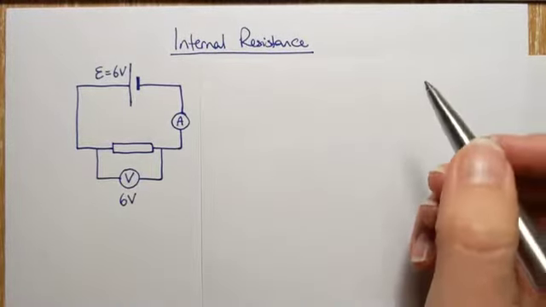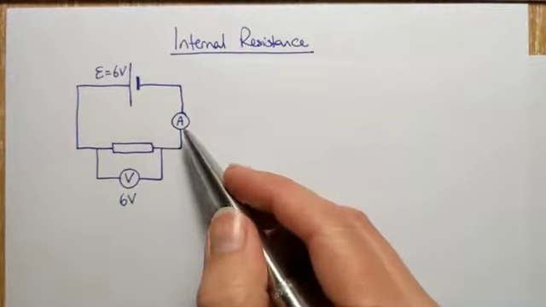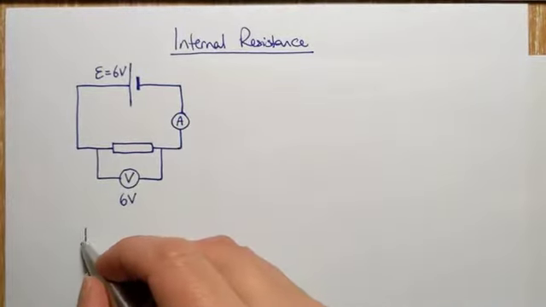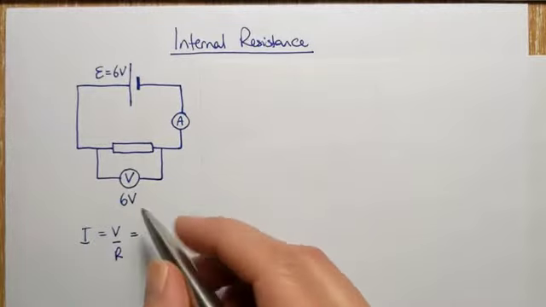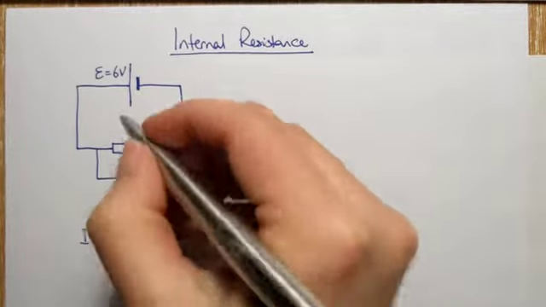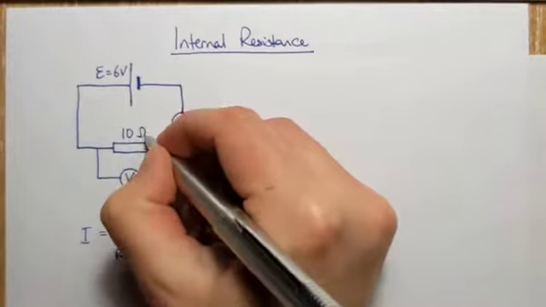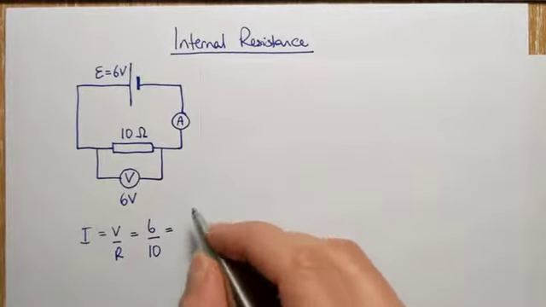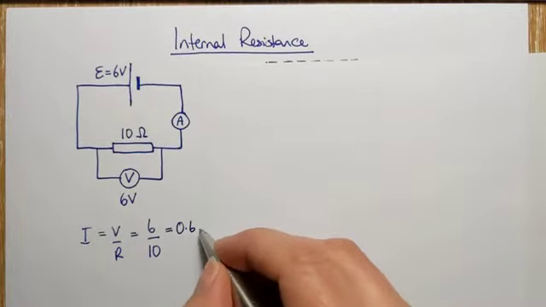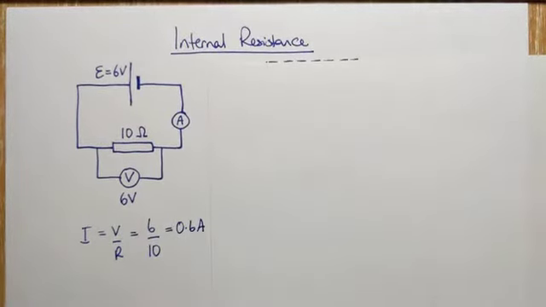We can then use Ohm's law to calculate the current that we're going to get. So the current will be V over R. So the PD, 6, over, I'm going to say 10 ohms for my resistor there, because it makes all the numbers nice. So then we're going to have 0.6 amps of current in our circuit. However, this is not actually realistic.